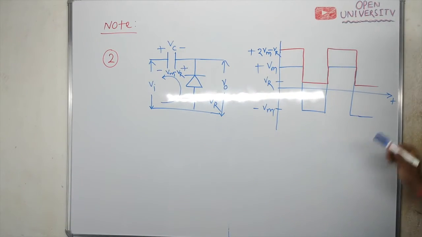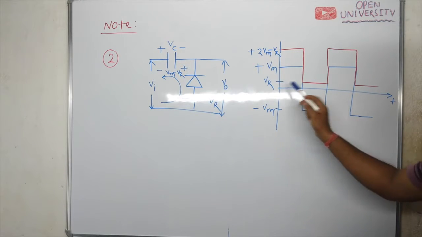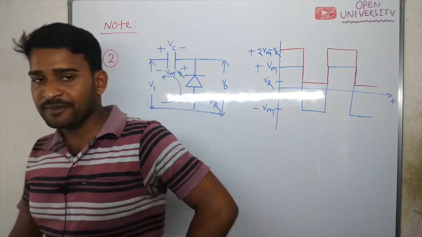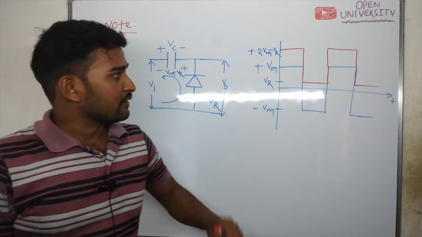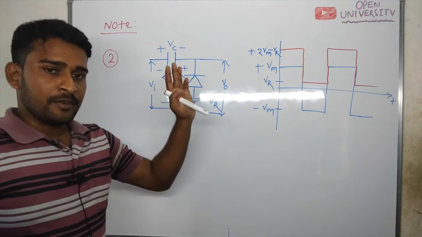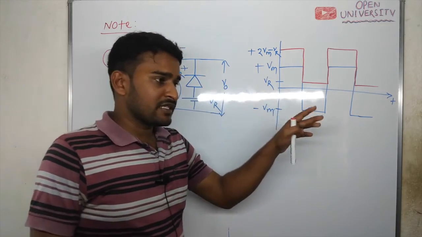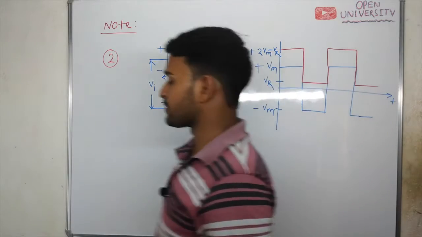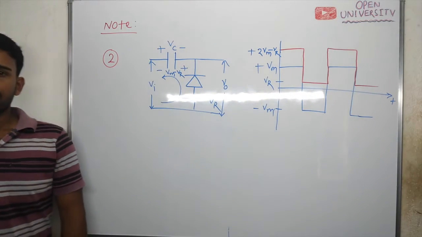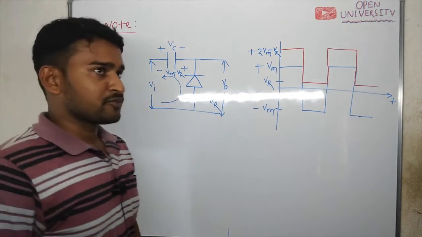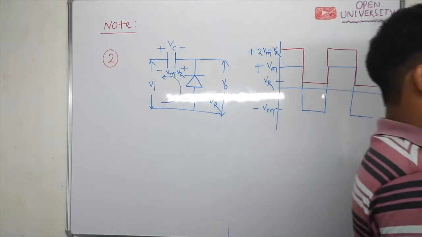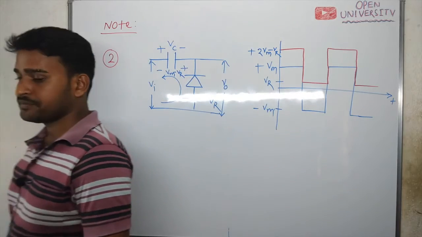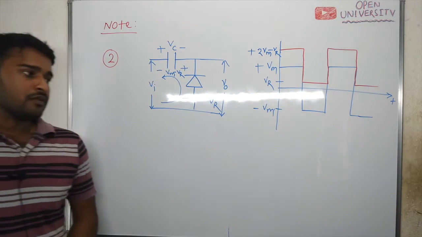So positive clamper clamps negative peak of output to the reference voltage. Remember this definition: negative clamper clamps positive peak of output voltage to the reference voltage, and positive clamper clamps negative peak of output to the reference voltage.